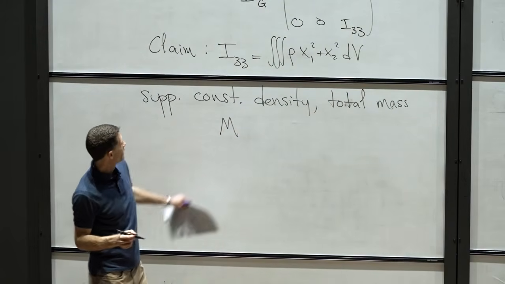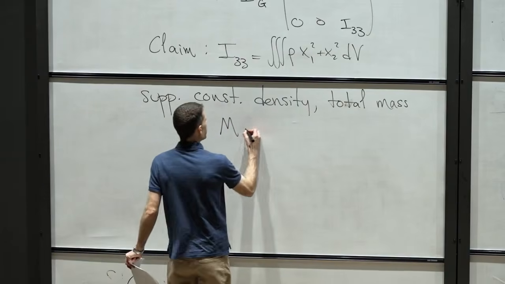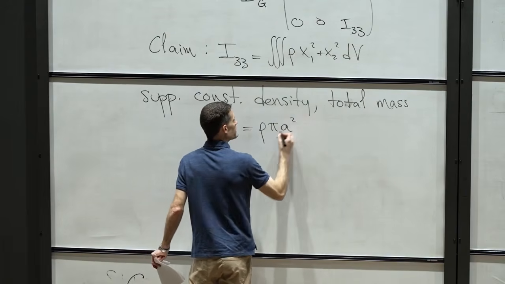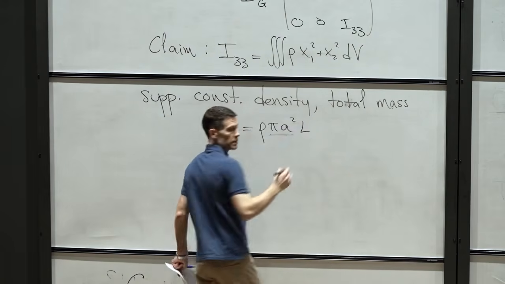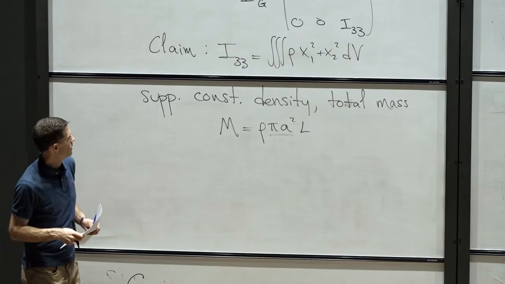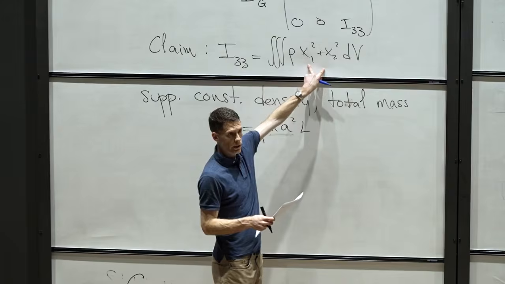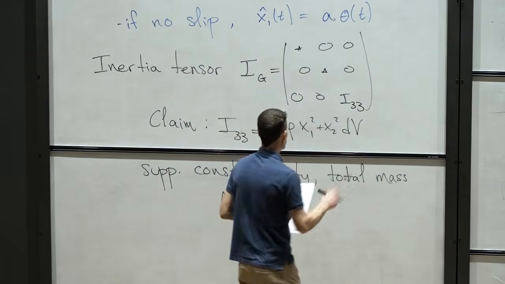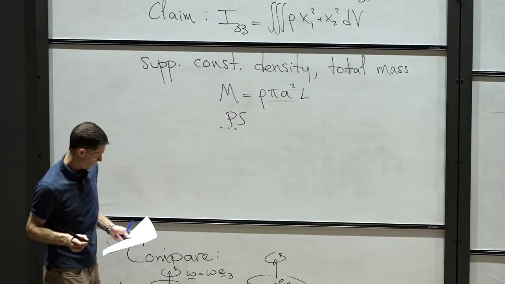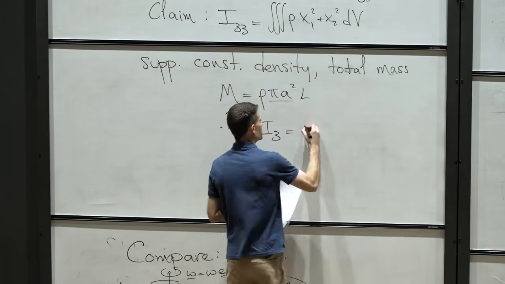And that means that the volume times the density is m, and the volume of the cylinder is pi a squared times the length. So m is rho times pi a squared times the length of the cylinder L, which means you can write rho as m over that, put it in there, convert this to polar coordinates, and I'm not going to do it on the board, but if you go through all that, in fact, that's in problem sheet 7 or 8, possibly 7, what you get is I33 is m a squared over 2.